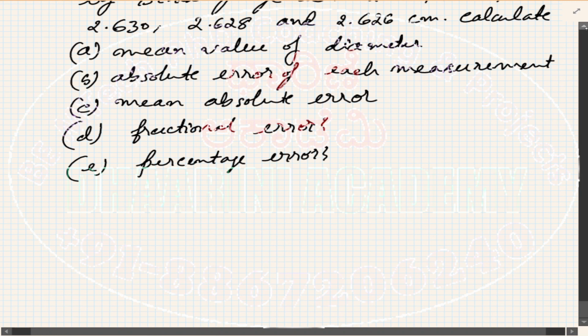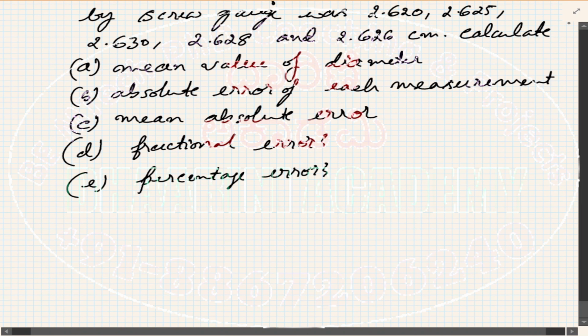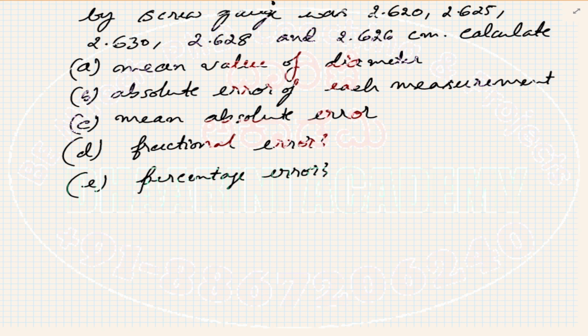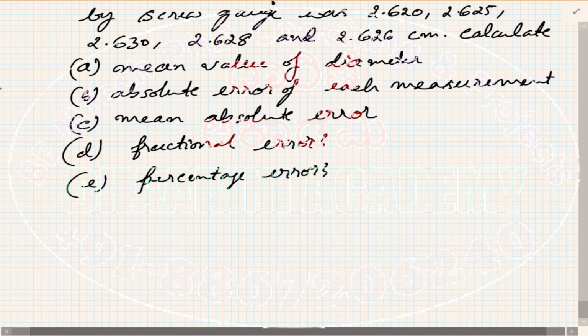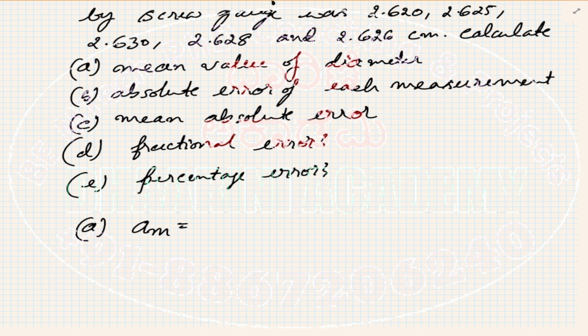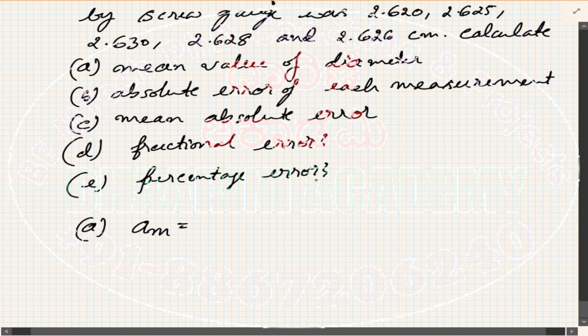So you can see that there have been 5 different measurements, right? So let us try to write this. Part A answer is the mean value of the diameter, which is AM. Let's assume all these values are A1, A2, A3, etc. Five times we have measured, so A1, A2, A3, A4, A5. It is A1 plus A2 plus A3 plus A4 plus A5, whole divided by 5.